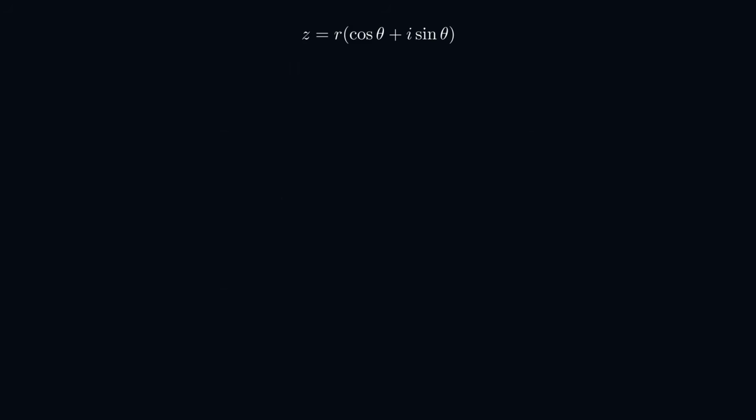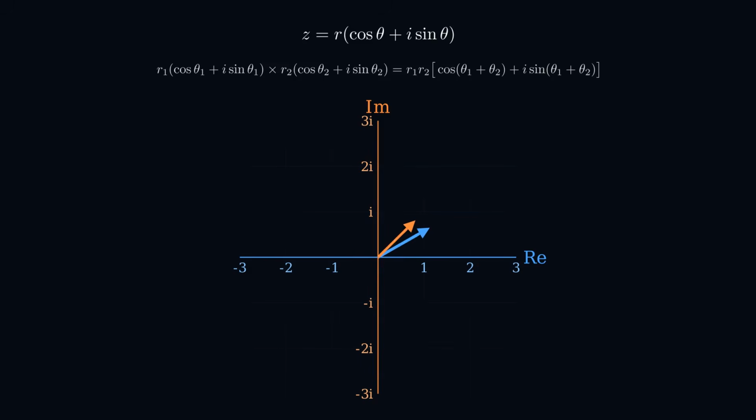More generally, write any complex number in polar form. z equals r times (cosine theta plus i sine theta). Multiply two of these using the ordinary trig sum identities. Magnitudes multiply, angles add. Multiplication was quietly always rotation. The algebra just needed to be written in polar form to reveal it.